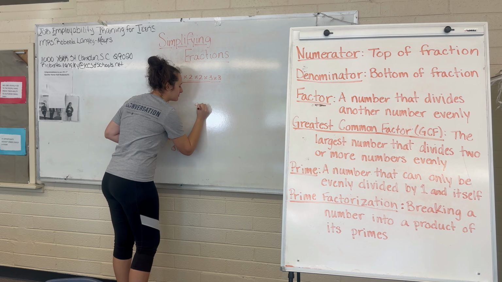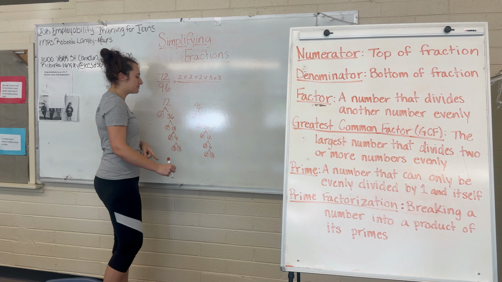2 goes into my 24, and I get 12. 2 and 6 make 12, and I'm left with a 2 and a 3. Again, we're breaking it into all of its primes. And what's special about a prime is it can only be divided by 1 and itself. So if we can divide it by another number, you gotta keep going.